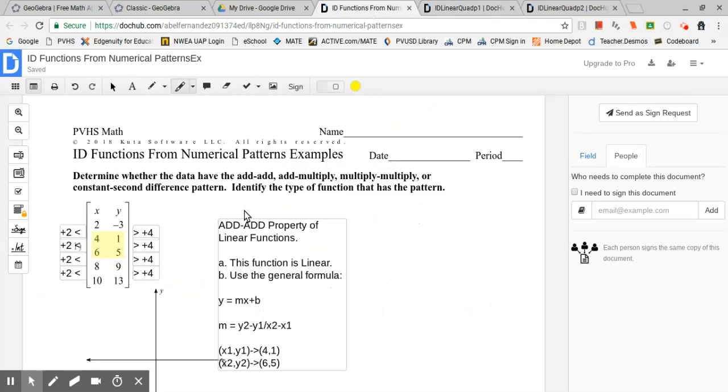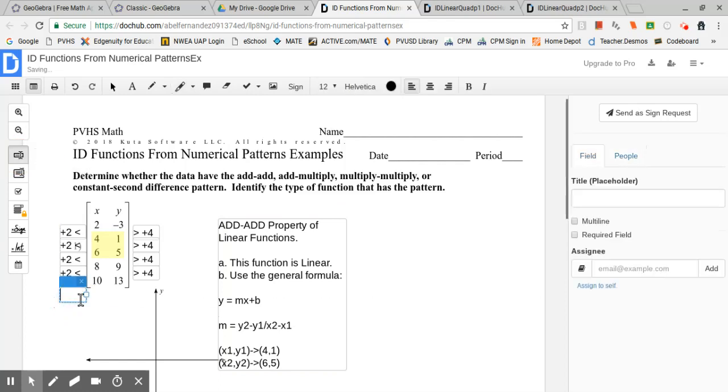Okay, the only new information here is when you see a data set and you can understand that the pattern is add, then you can feel confident that this is a linear function, and you can go about using the methods that we learned in class to find the particular equation.